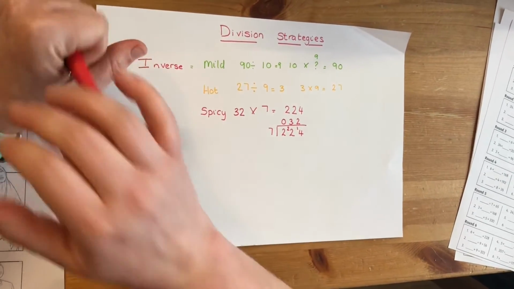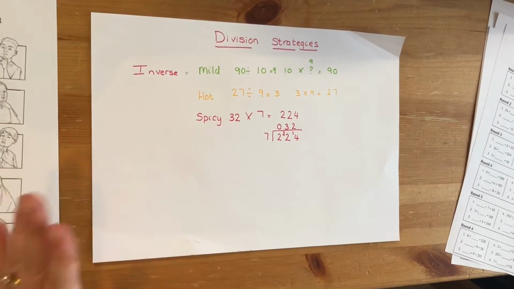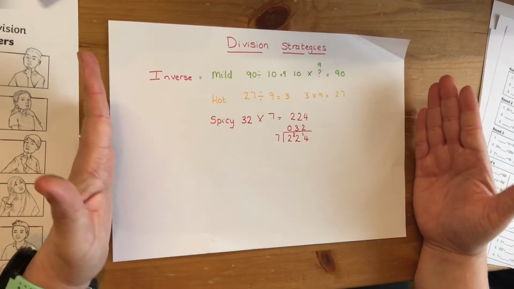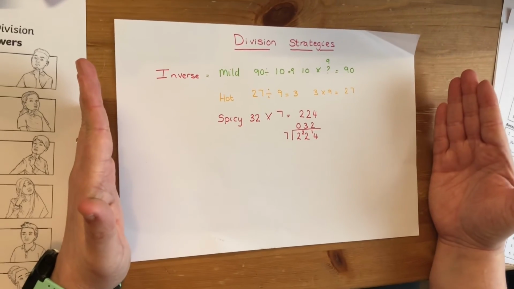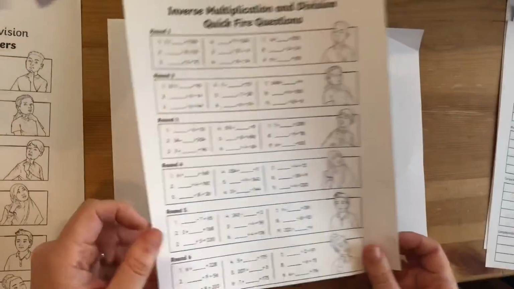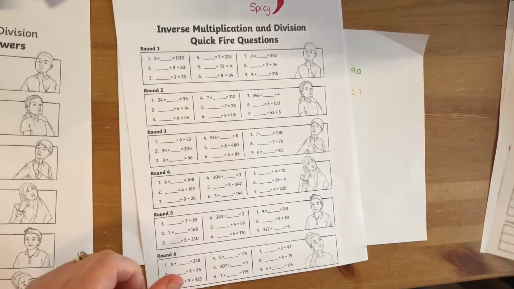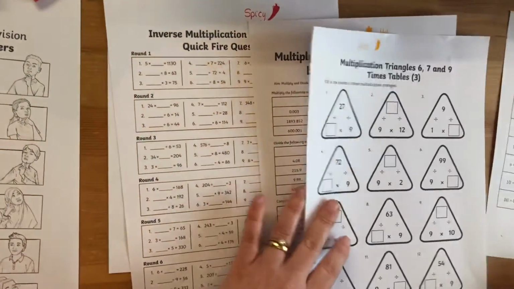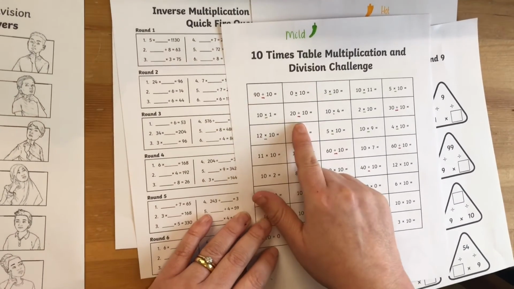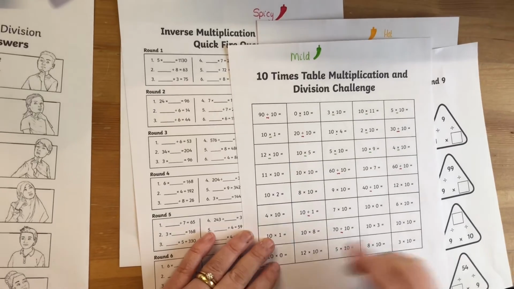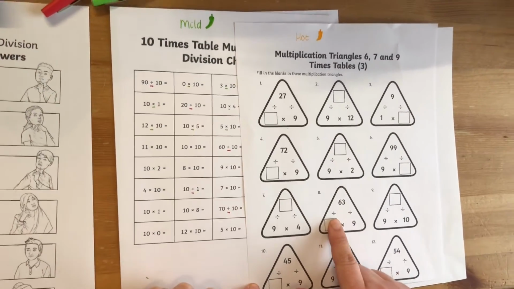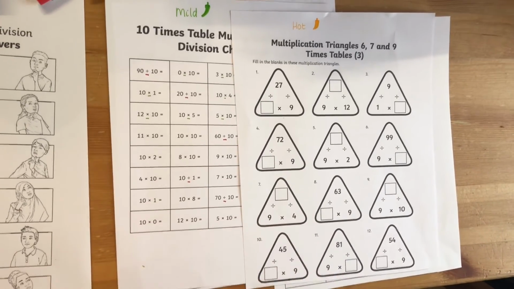So today, just to recap, we're going to be using the inverse and fact family strategies to help us answer our division questions. Now, remember what I said, and it might be useful to highlight which operation you're doing so you don't get a little bit confused, because you go between dividing and multiplying in all of these.